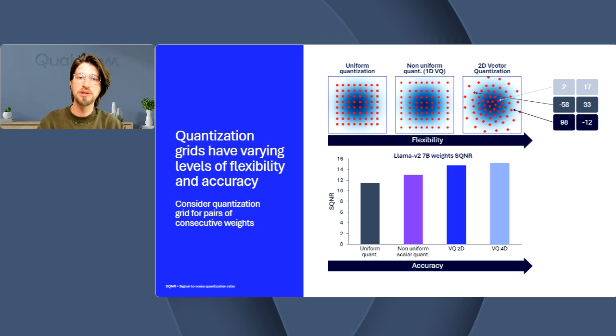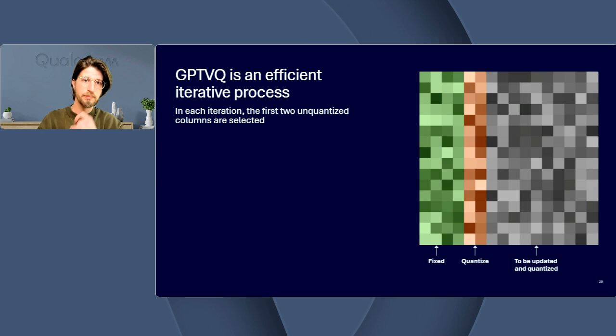And one thing to note about vector quantization is that it can actually be implemented efficiently on our hardware. So this is not just a cool academic result. This is something that we can actually apply, and I have some results on this later on in this presentation. But first, I will explain our method GPT-VQ, which is Qualcomm's method for quantizing LLMs using vector quantization.